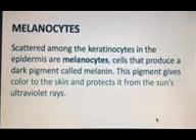Melanocytes are another type of cell here in the epidermis. Scattered among the keratinocytes in the epidermis are melanocytes. These are cells that produce a dark pigment called melanin. This pigment gives color to the skin and protects it from the sun's UV rays. Melanin, as you guys know, we have that Fitzpatrick scale. Really quickly, I'm going to zoom through it.